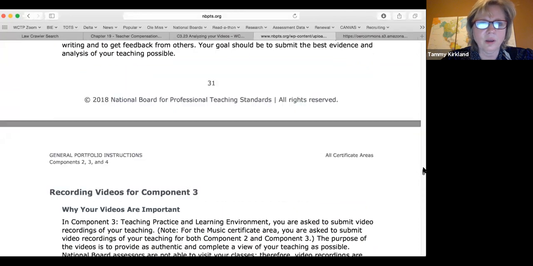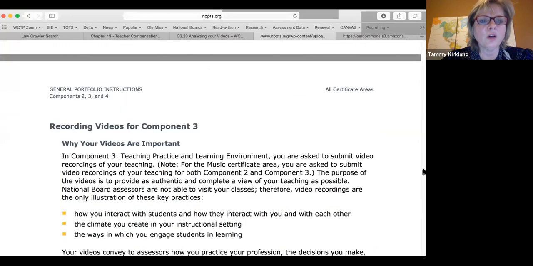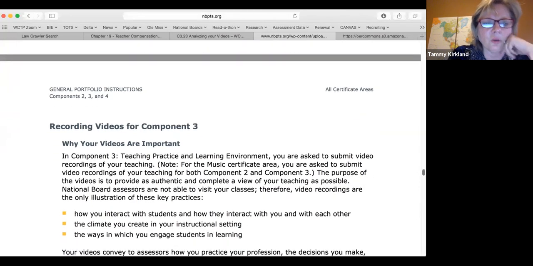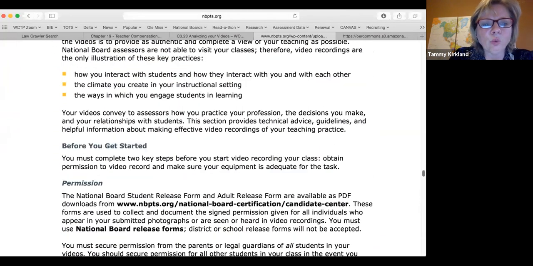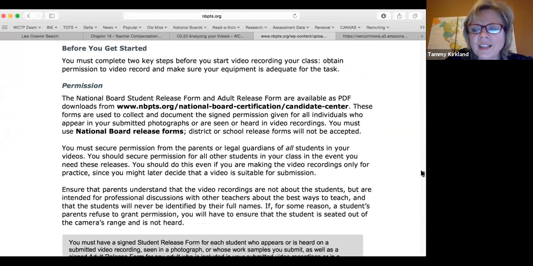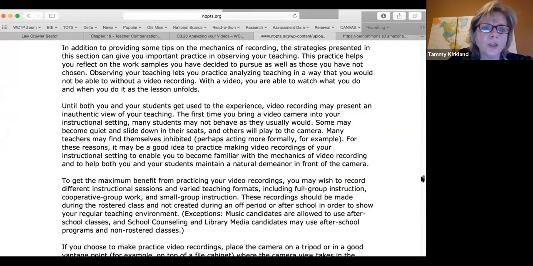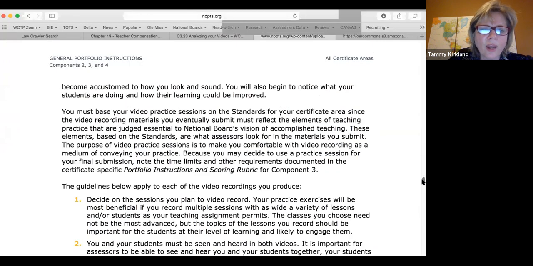I was telling you, you have to have your release forms, recording videos for component 3. There you go, starts on page 32. And it's got a lot of really, really good information. Again, this is in general portfolio instructions. So make sure that you have read through this.